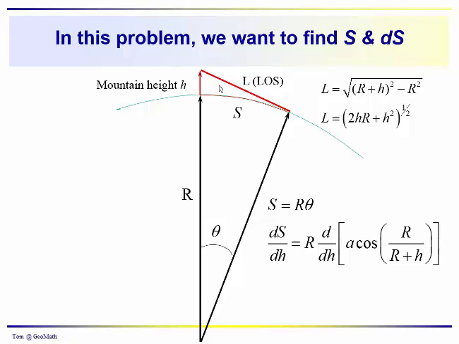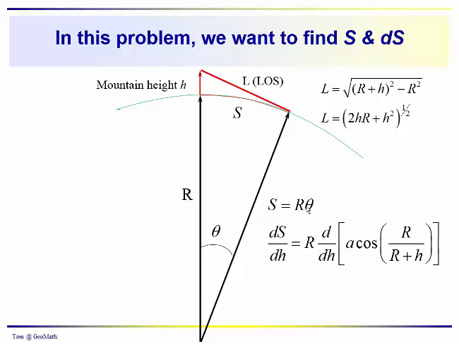elevation. So in the problem that we worked, we showed that L was equal to the square root of (r plus h) squared minus r squared. And we calculated its derivative, dL/dh, showing how L varied with h in order to answer that question. Now we're looking at the arc length along the surface. So we want to know how this arc length, S, changes with a change in elevation.